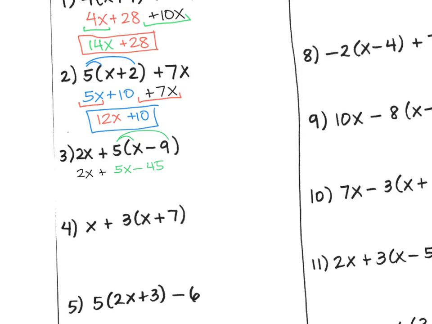I finished the distributing step, now I'm going to look for like terms. If I start with 2x, are there any like terms to 2x? 2x plus the 5x is 7x. And then the minus 45 can just stay at the end where it was.